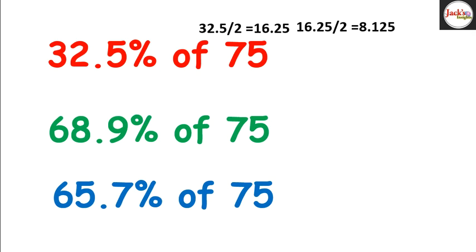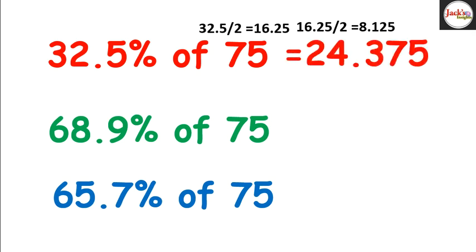Since 0.25, that is half of 25, let us consider the decimal part as a whole number. So 25 divided by 2, that is 12.5 or 0.125. Okay, add 16.25 and 8.125, you will get 24.375. Thus, the 32.5% of 75 is 24.375.